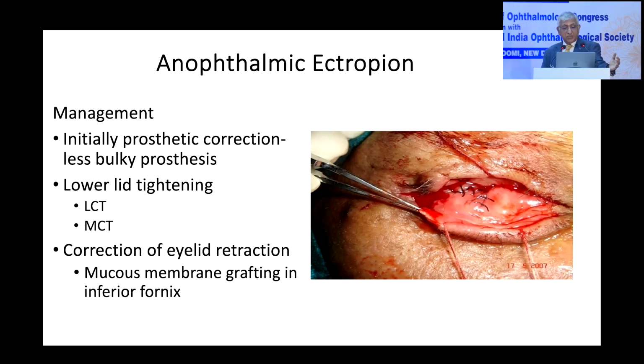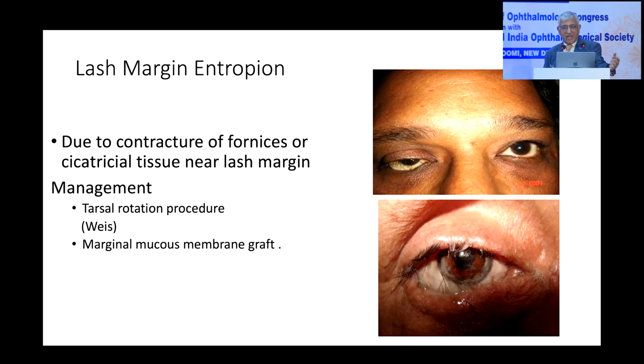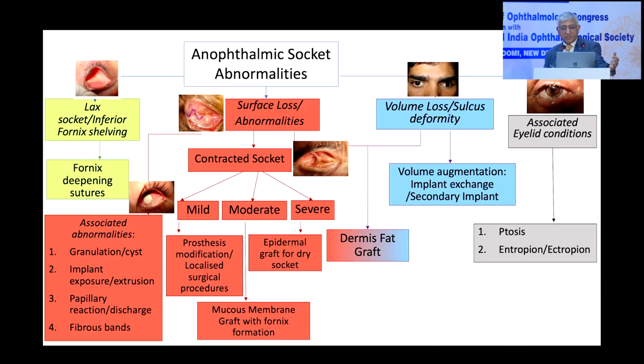The LTS procedure is often the first choice, but there are other options like replacing the prosthesis with a smaller prosthesis. Lash margin entropion can be taken care of by the standard procedures. So this is how you assess and manage. You need to do a good assessment to see whether it's just a shelving, whether there is a surface problem like granulation, implant exposure, extrusion, surface losses, volume loss, or eyelid problems.